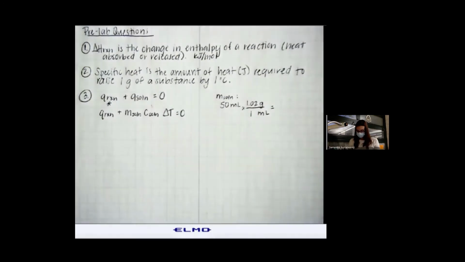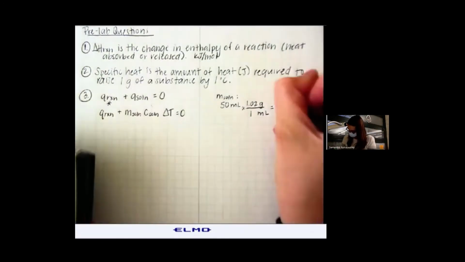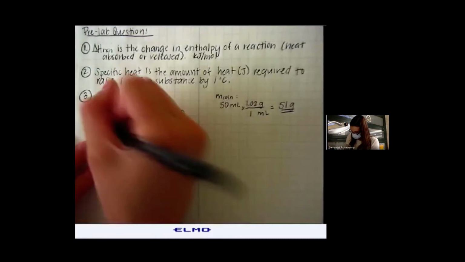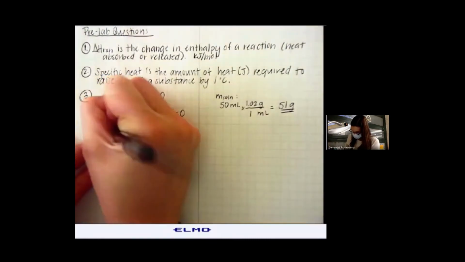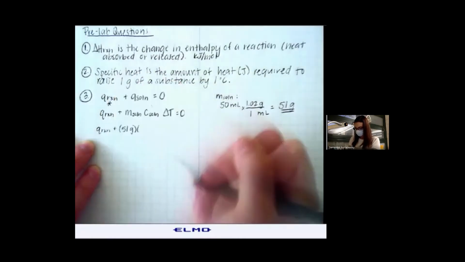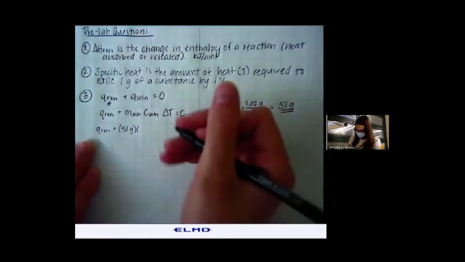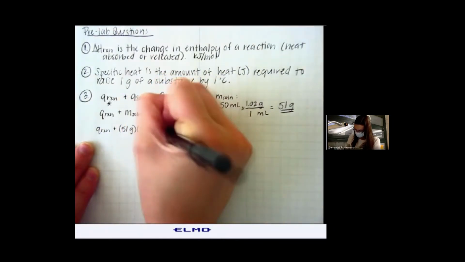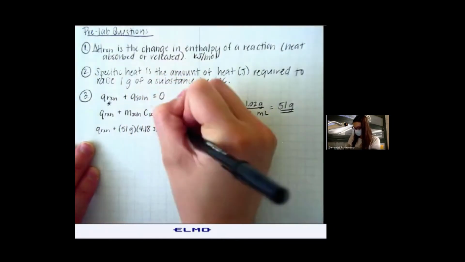So 50 times 1.02 is 51 grams. That's our mass of solution. So Q reaction is what I'm solving for. Mass of solution, 51 grams. It says that the specific heat of the solution is 4.18 joules per gram degree Celsius.